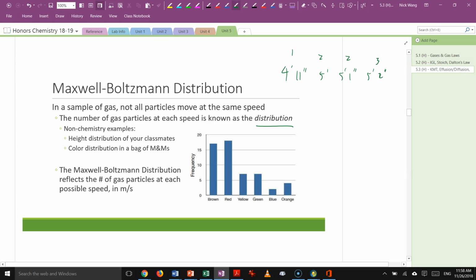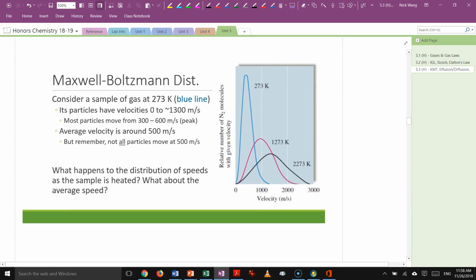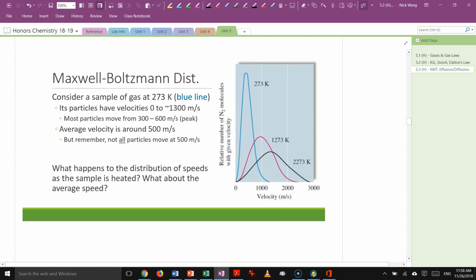So the Maxwell-Boltzmann distribution shows all the gas particles that might be in a container at various speeds. So this is again an example of the Maxwell-Boltzmann distribution on the right side. This graph right here is really nice to use to illustrate the idea. So let's ignore, first of all, the red and the blue lines. Let's just pay attention to the blue line right here.